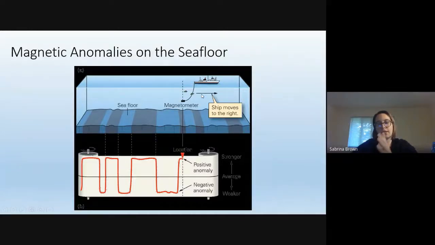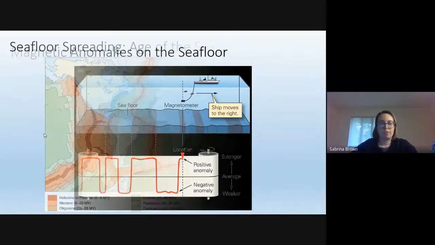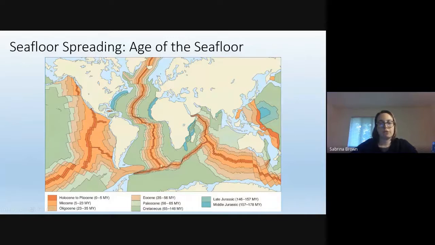Right, so you can do this by taking actual sediment or core samples from the ocean, or you can do this using a magnetometer to see where you have negative and positive anomalies, where you have your minerals pointing to the North Pole or to the South Pole. And we can use this information to actually plot the age of the seafloor, and we can see that the youngest seafloor is along these ridges, and the oldest seafloor is next to the continents.